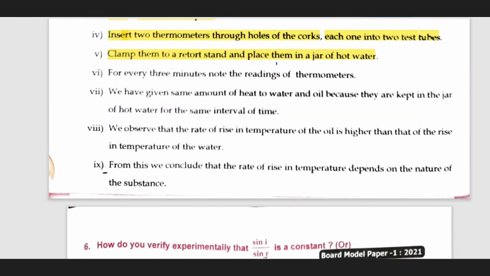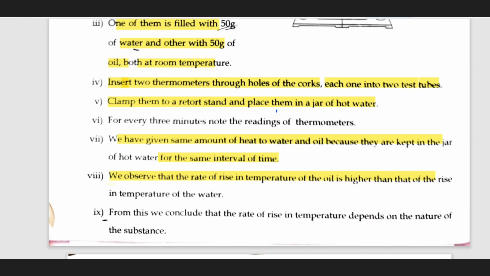For every 3 minutes note the reading of the thermometer. So we have given same amount of heat to water and oil, because they are kept in the jar of hot water for the same interval of time. So as we kept them in the same hot water, they will receive equal amount of heat energy. That means equal amount of heat is supplied to both the test tubes. And we observe that the rate of rise in temperature of oil is higher than the rate of rise of temperature in water.